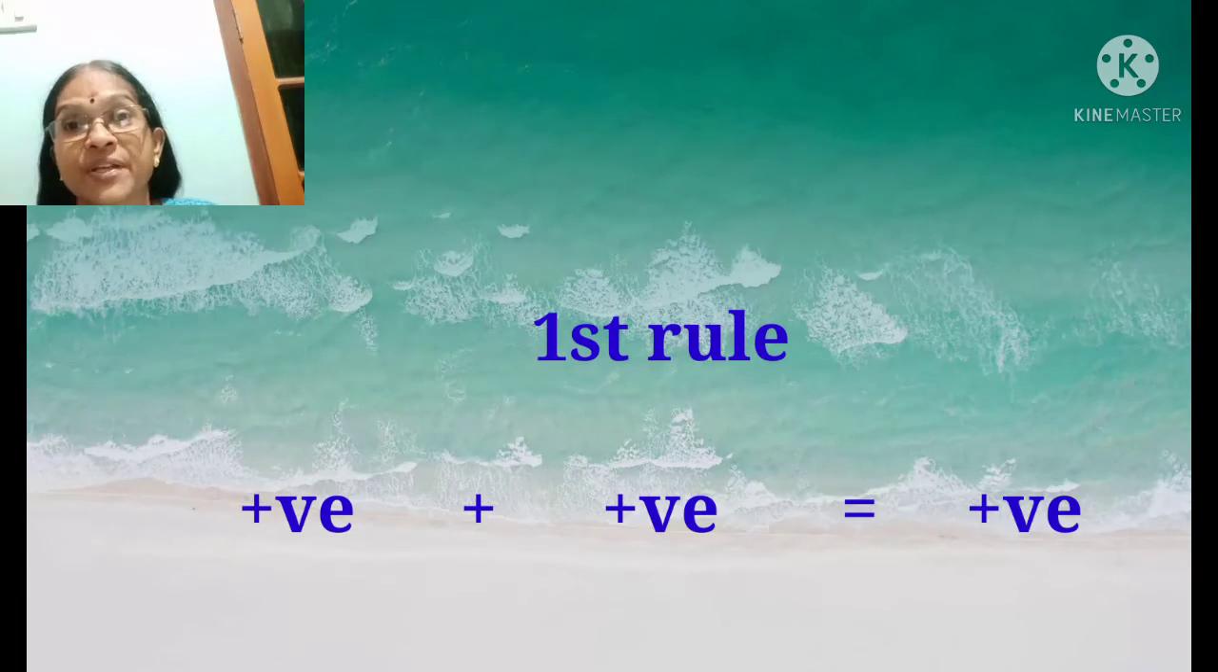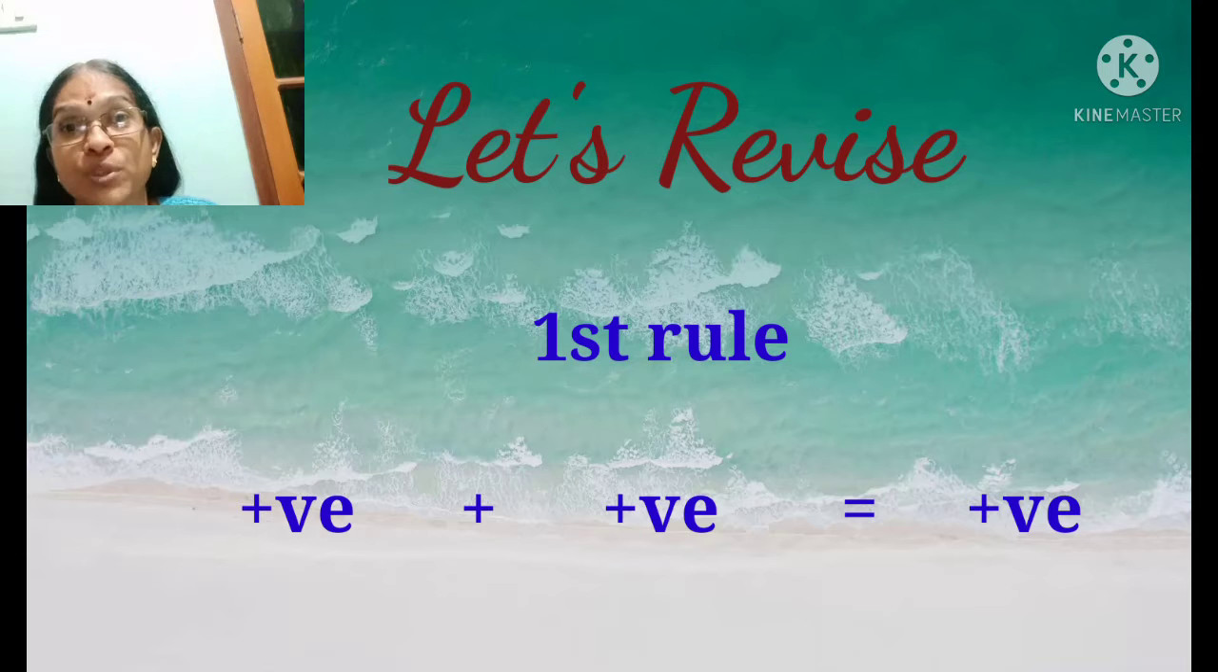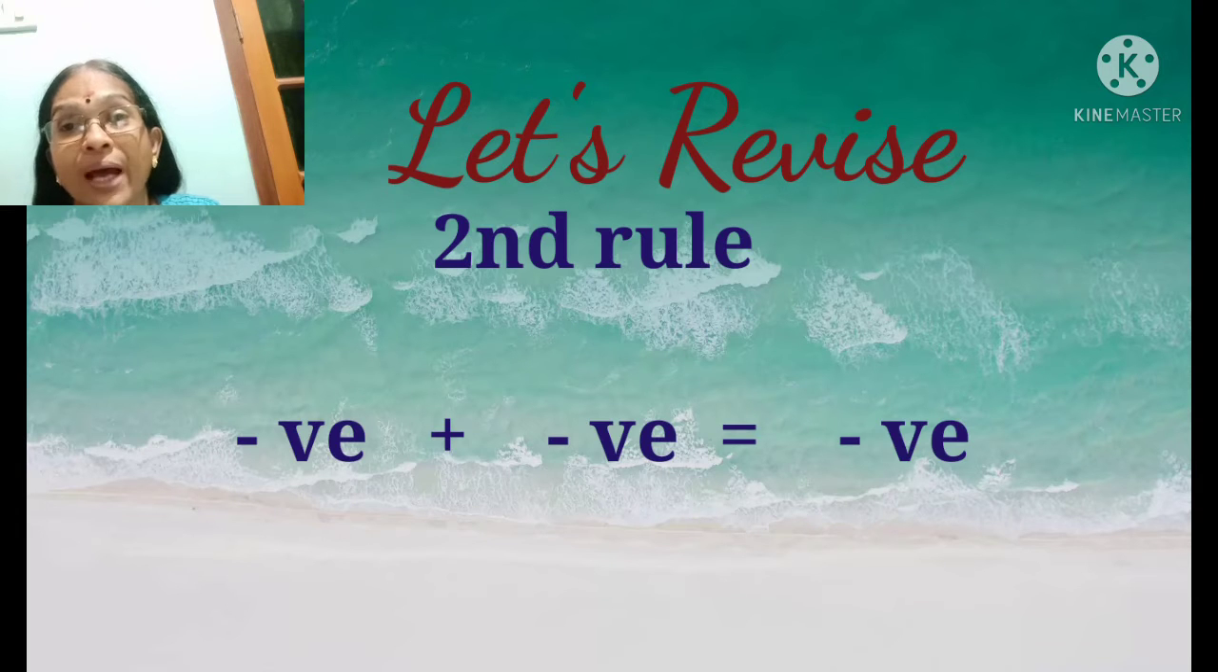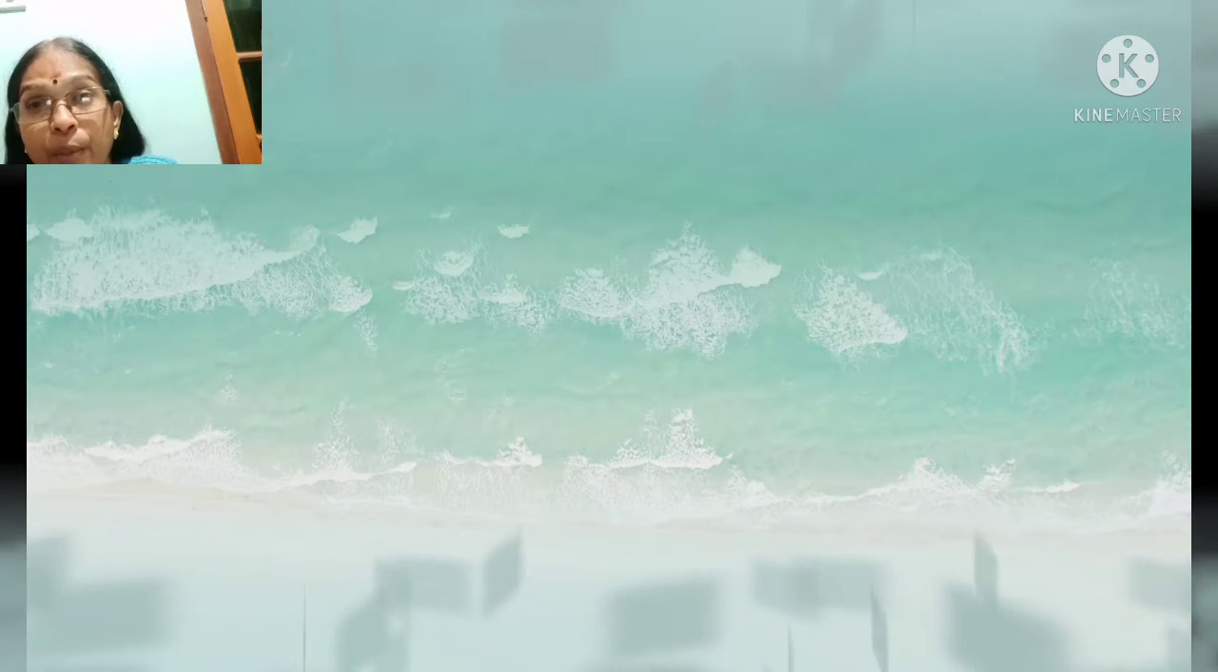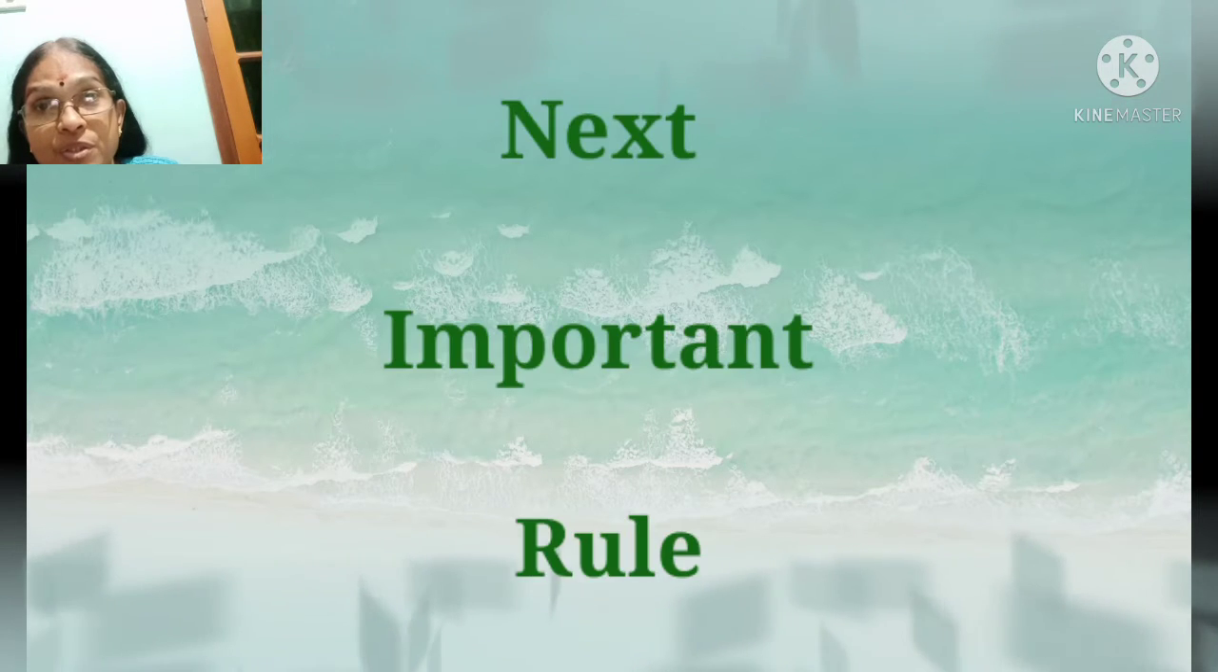Hi all. First and second rules of integers we had completed. Now moving to the third rule. Just let me ask you, what's the first rule? Yeah, if we add one positive integer with another positive integer, then we will get the answer in positive only. And the second rule says that if we are adding two negative integers, we will get the answer in negative only. Right? Now we are moving to one of the important rules of integers.